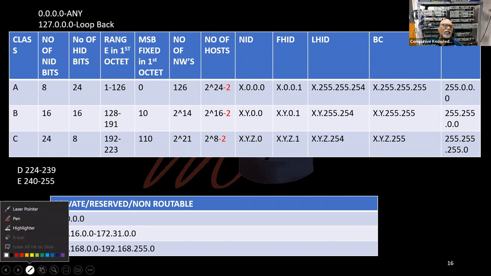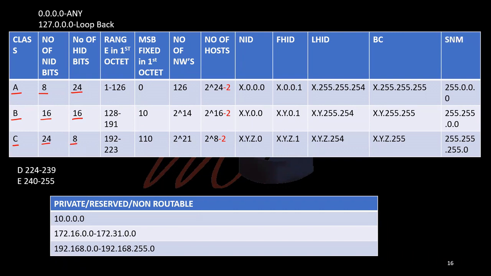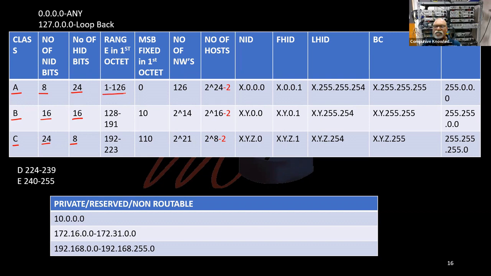We started with class A, B, and C, right? Number of network ID bits 8, 16, 24. Correct? Host ID bits 24, 16, 8. So what is the range in the first octet? 1 to 126, 128 to 191, 192 to 223. Right? If it is class D, 224 to 239, E, 240 to 255. So that means 0 to 255, you should know.